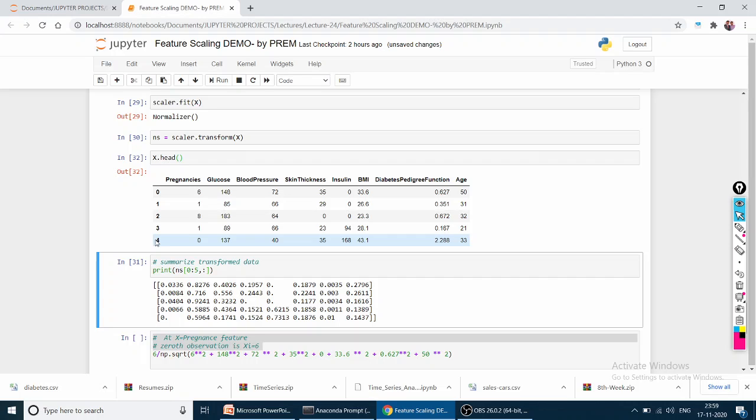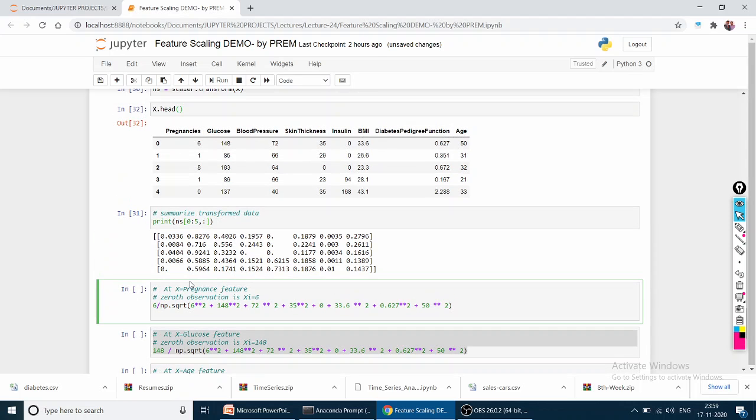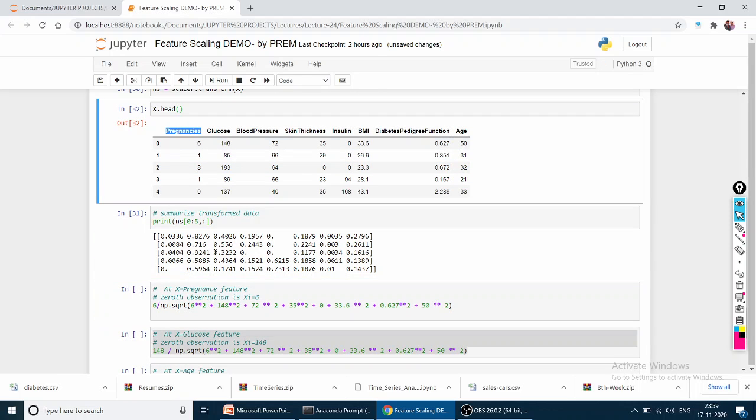This is the x data. In this data, this 6 will be converted into 0.036, this 148 will be converted into 0.8276, and this 72 will be converted into 0.4026. Suppose here I am considering x is equal to pregnancy.